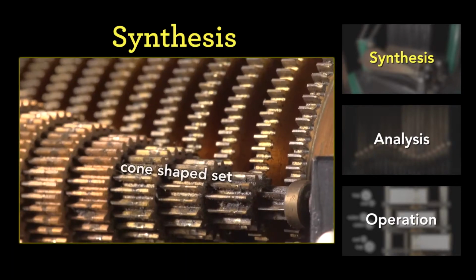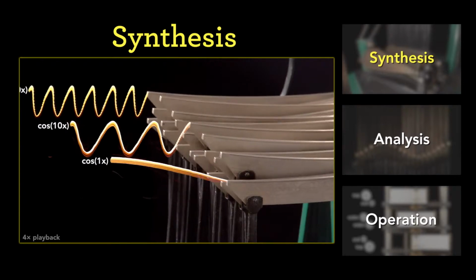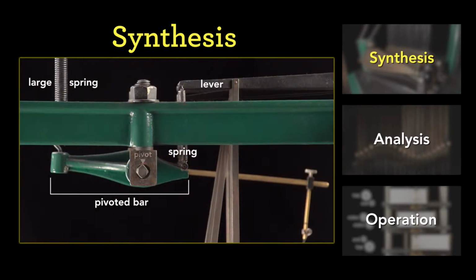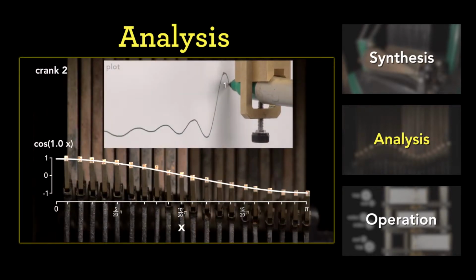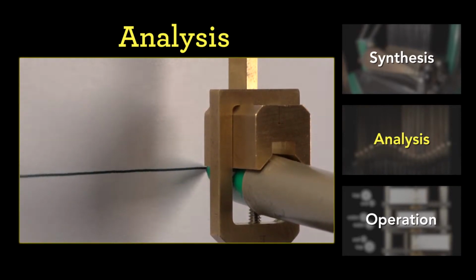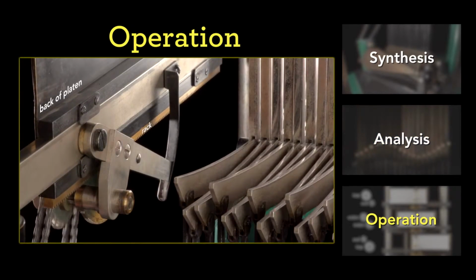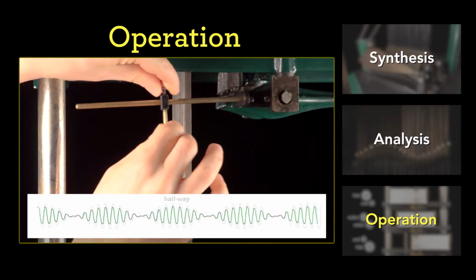In synthesis, I go step by step and examine the key components of the machine and how each plays its part in adding cosines. In analysis, I show you how the machine uses the same mechanical motions to find the frequency components of a signal you want to analyze. And in operation, I show the steps an operator of this machine must go through to perform these calculations.